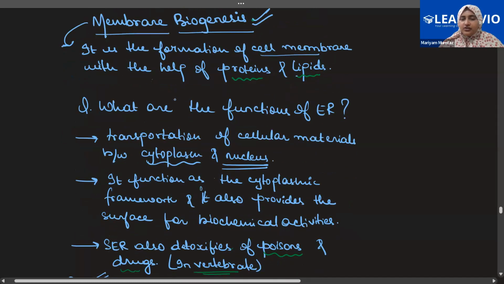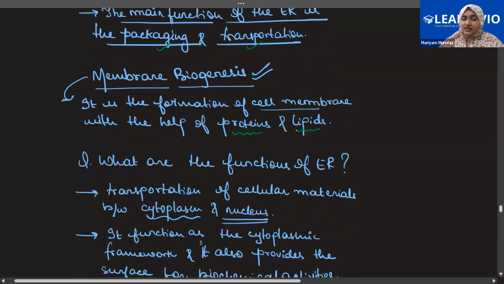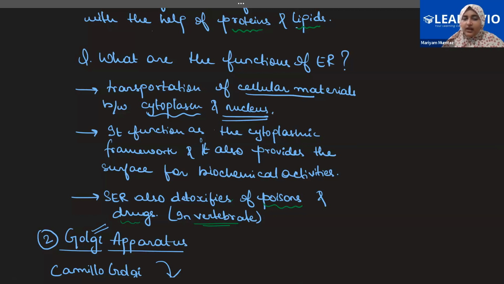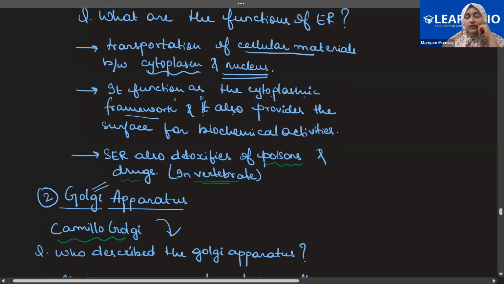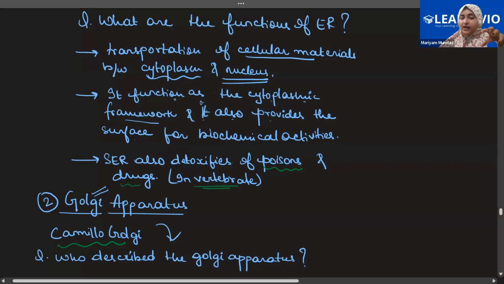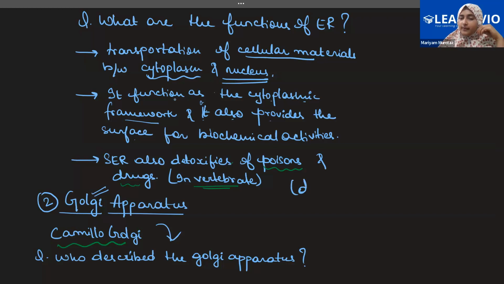Now, what are the functions of the ER apart from packaging and transportation? Transportation of cellular materials between the cytoplasm and the nucleus. It functions as the cytoplasmic framework, and it also provides the surface for biochemical activity. Smooth endoplasmic reticulum also detoxifies poisons and drugs. The function of smooth endoplasmic reticulum, apart from synthesizing fats and lipids, is detoxification.